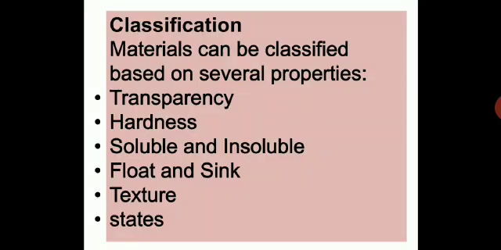So over here, classification. Materials can be classified based on several properties: transparency, hardness, soluble and insoluble, flow tensing, texture, states. You are going to write this in your notebook, children.